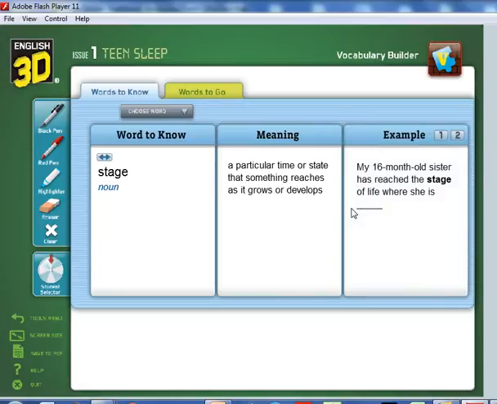Example, my 16-month-old sister has reached the stage of life where she is learning how to walk. My 16-month-old sister has reached the stage of life where she is starting to walk. Stage.